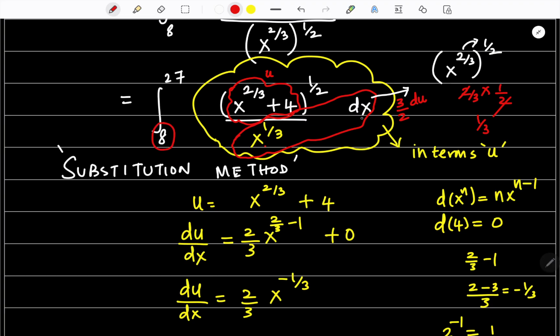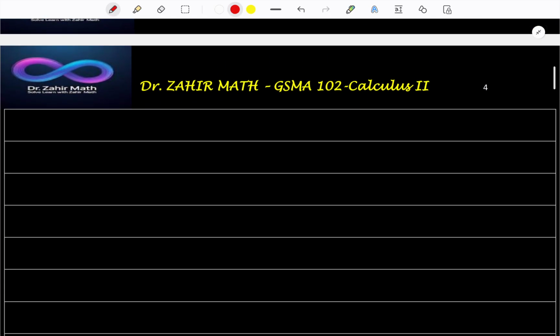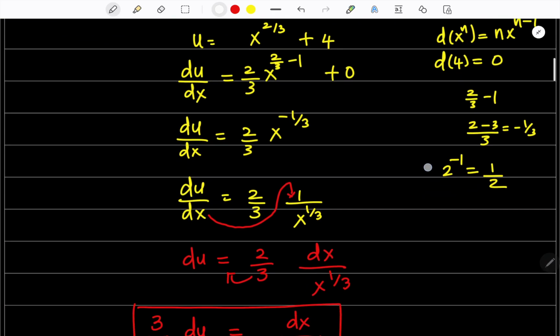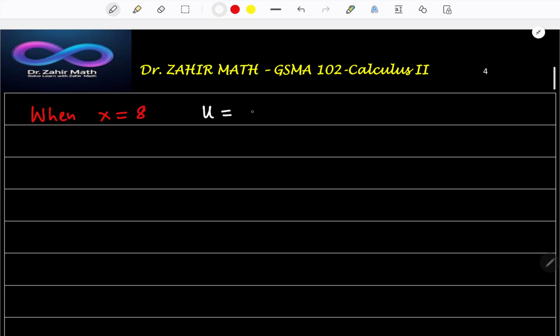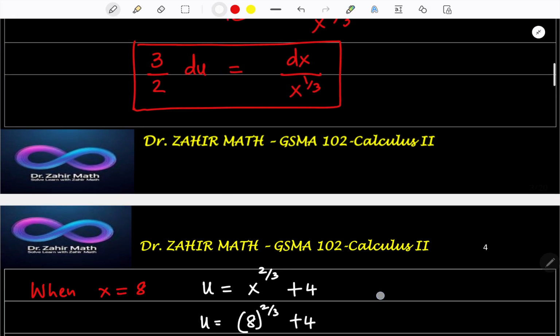This is the limit for what? x. This is the limit for what? x. But now our integration is converting in terms of what? u. So I have to find the limits for u. So when x is equal to 8, u is equal to, let me take the equation of u, x to the power of 2 by 3 plus 4. So I'm going to put x is equal to 8 to the power of 2 by 3 plus 4. Put it in the calculator directly. You will get 8.